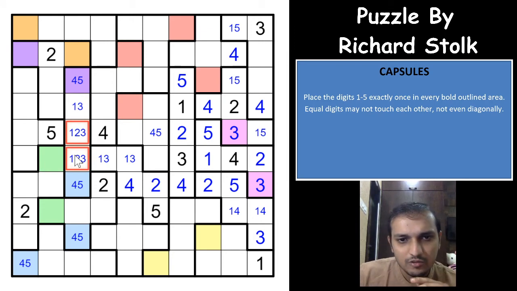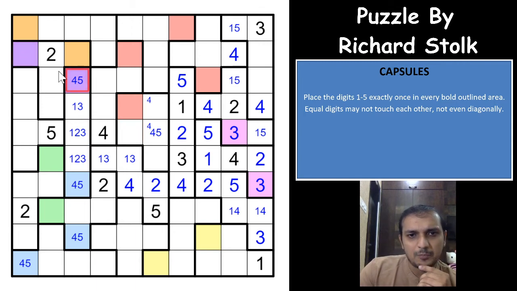And 4 in this region will have to be in these 2 cells. Okay, it cannot be here because of the 4 here, and it cannot be these 2 cells, right? Purple would have to be 4, 5, so I'll write that 4, 5 here.